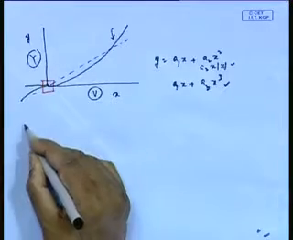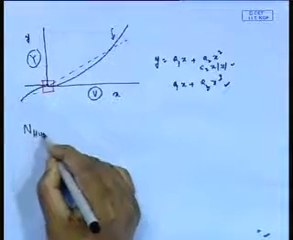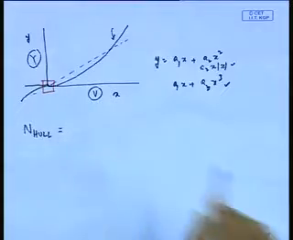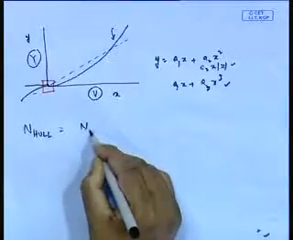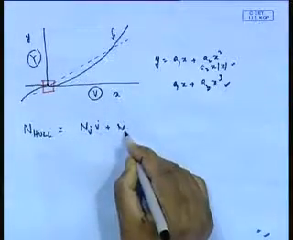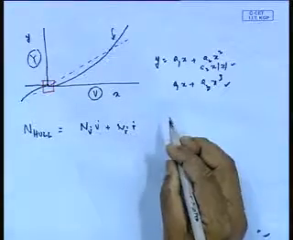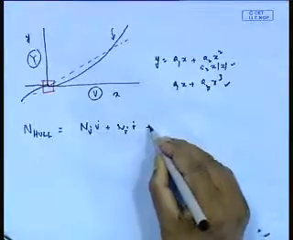Now, if I write N, again I have N v dot plus N r dot, but there is a very important term that comes out.